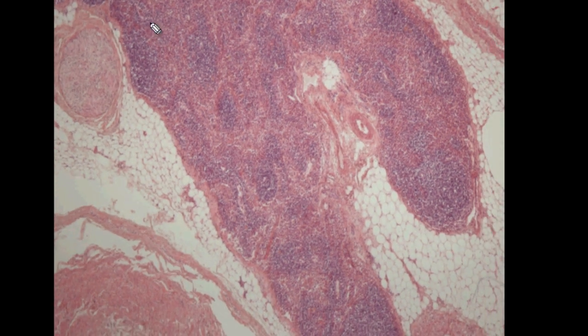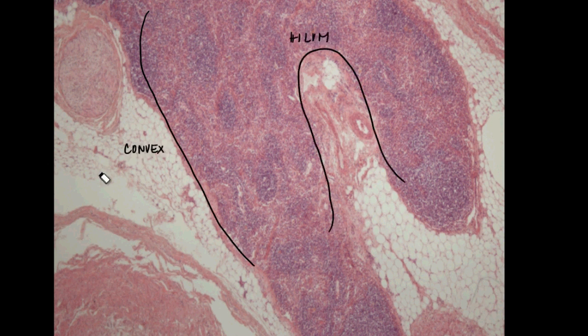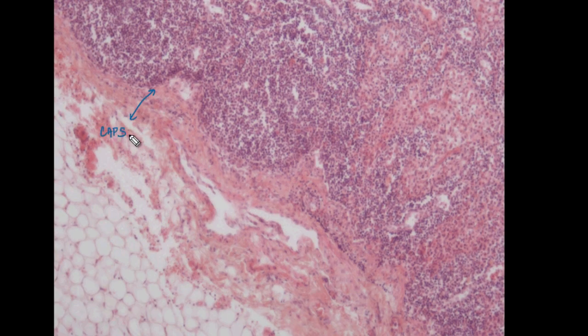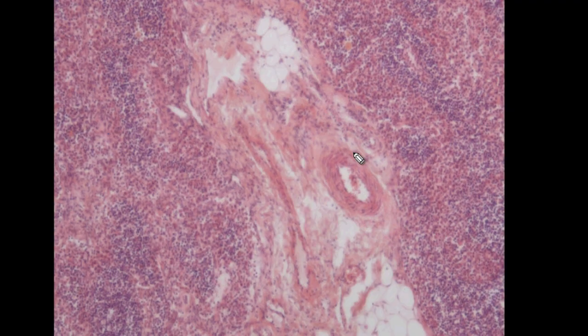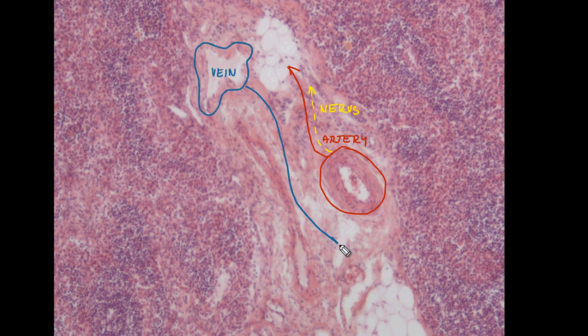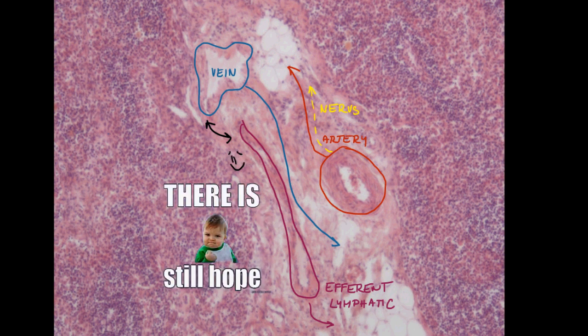We differentiate convex surface and a hilum. Afferent lymphatics enter the convex surface and bring the lymph from the periphery. Arteries and nerves are coming from the hilum to the node, and veins and efferent lymphatics are leaving. It's really hard to distinguish these size lymphatics from the veins, so don't worry about that too much. No one is going to penalize you on the exam because of that. I hope so.